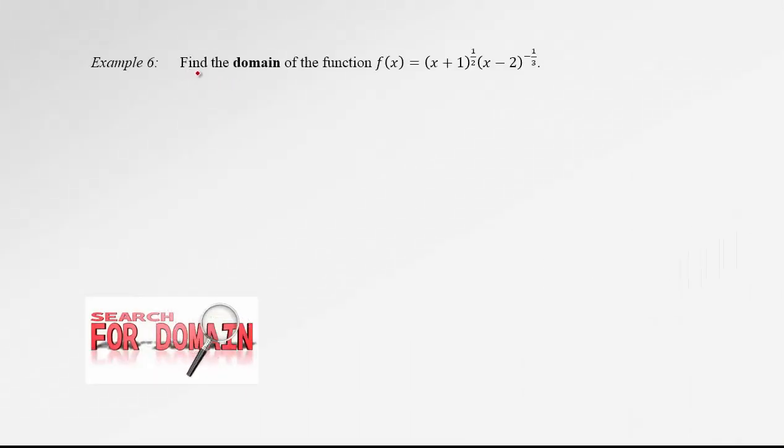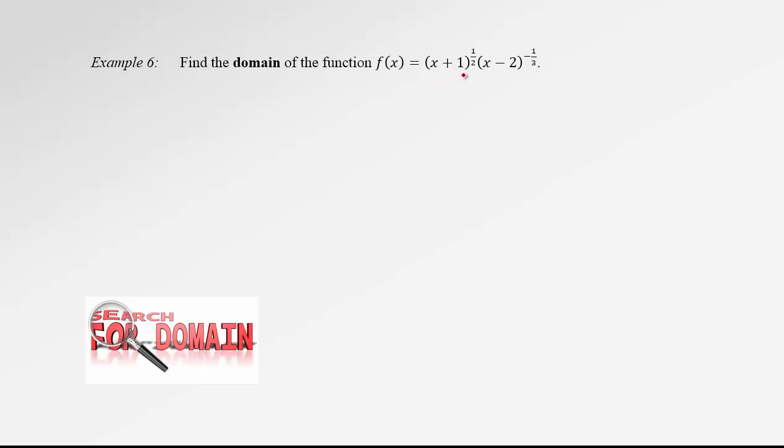Finally, the last example asks us to find the domain of this particular function. Remember that anytime we see a fractional exponent, that's a hidden radical, so we need to take care of radicands. Also, anytime we see a negative exponent, that's a hidden denominator. We need to take care of denominators for domain, isn't it?